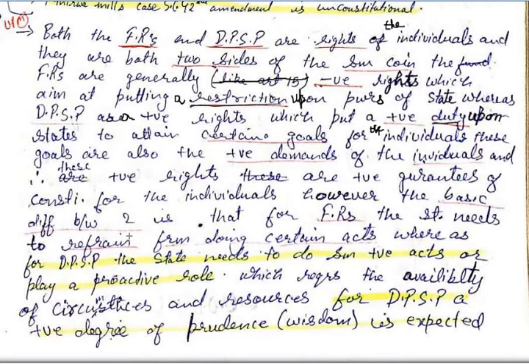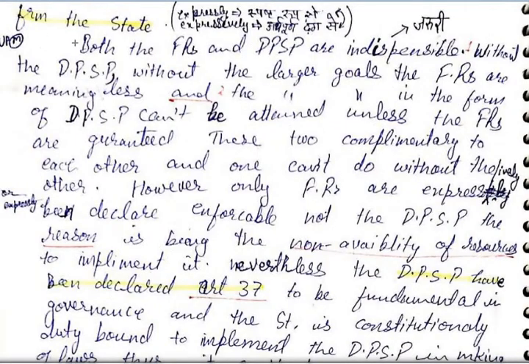However, the basic difference between the two is that for fundamental rights, the state needs to refrain from doing certain acts, whereas for DPSP, the state needs to do some positive acts or play a proactive role, which requires the availability of circumstances and resources for DPSP. A positive degree of prudence and wisdom is expected from the state.